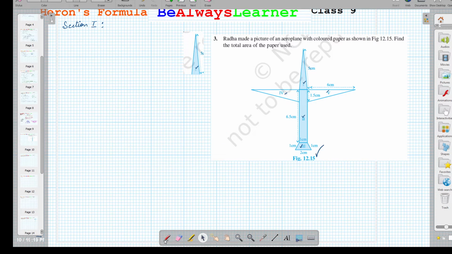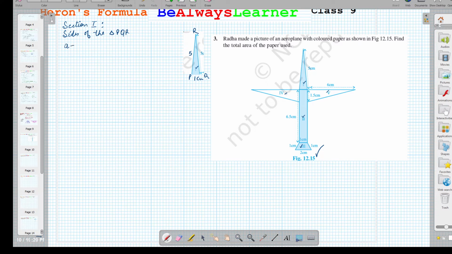Now I want to draw the dimensions. This is 5 centimeter, this is also 5 centimeter and this is 1 centimeter, because it is written there. So for that we can apply Heron's formula. The sides of the triangle PQR. We can mark it: this is P, this is Q, and this is R.